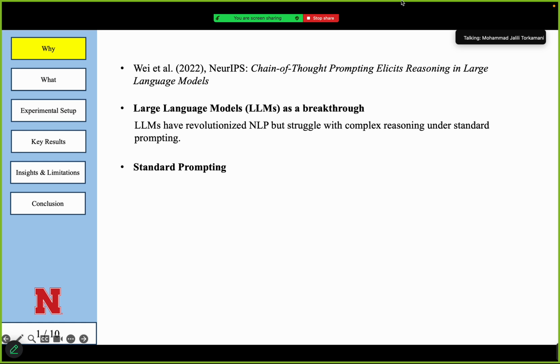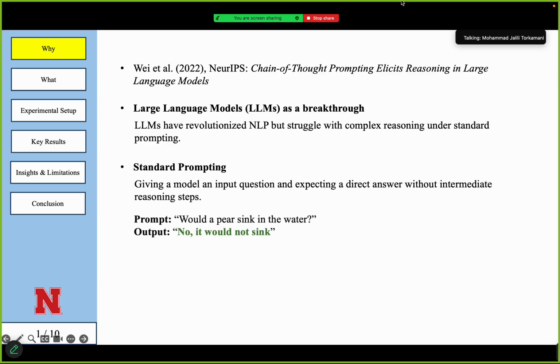Usually when we are using LLMs like ChatGPT, we are using standard prompting. So what is standard prompting? If you open ChatGPT and you enter some kind of prompt and you expect some output without having any intermediate steps, this is called standard prompting. As an example, if our prompt is something simple like "Would a pear sink in the water?", the output would be correct: no, it would not sink.